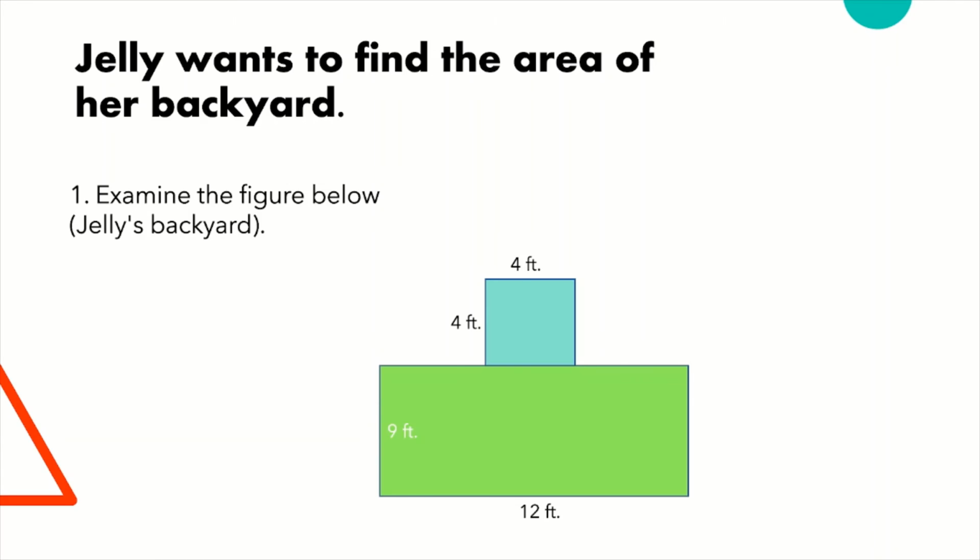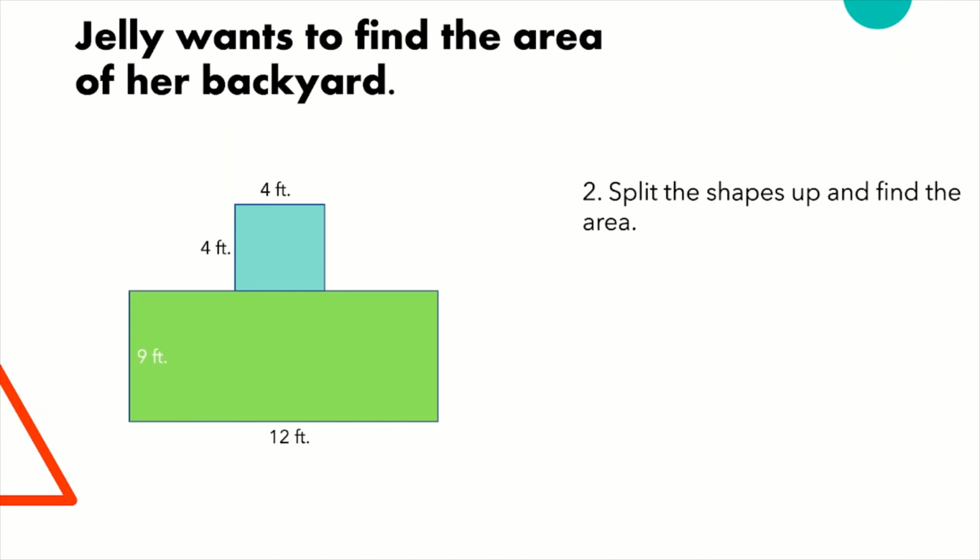Okay, I hope you're done examining. Now let's split the shapes up and find the area again. But what's different this time? It's a square and a rectangle, so the formulas will be a bit different. The area of the square would be 4 times 4 because the formula is length times width. So 4 times 4 equals 16. We found the area of this square. Quick, right? Now let's move on to this rectangle.